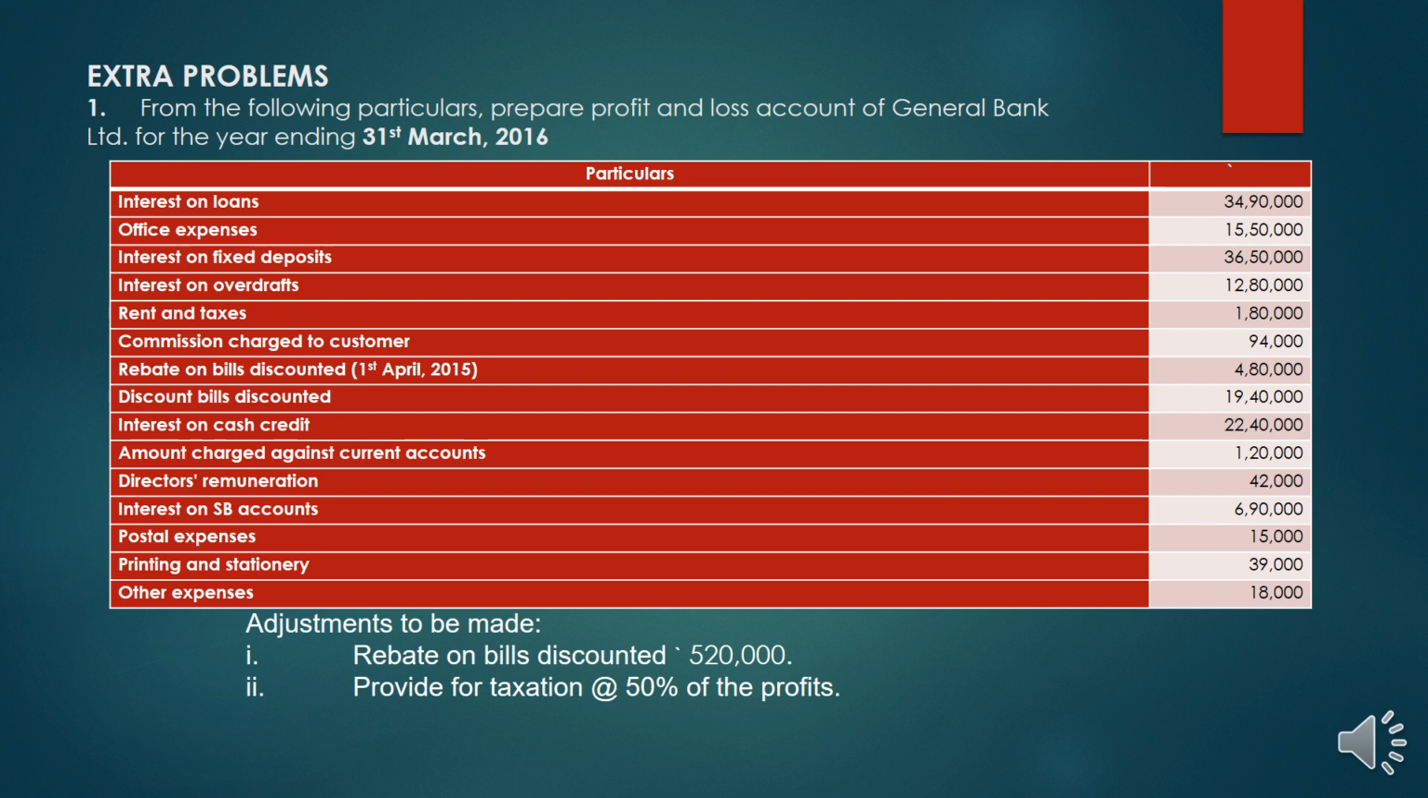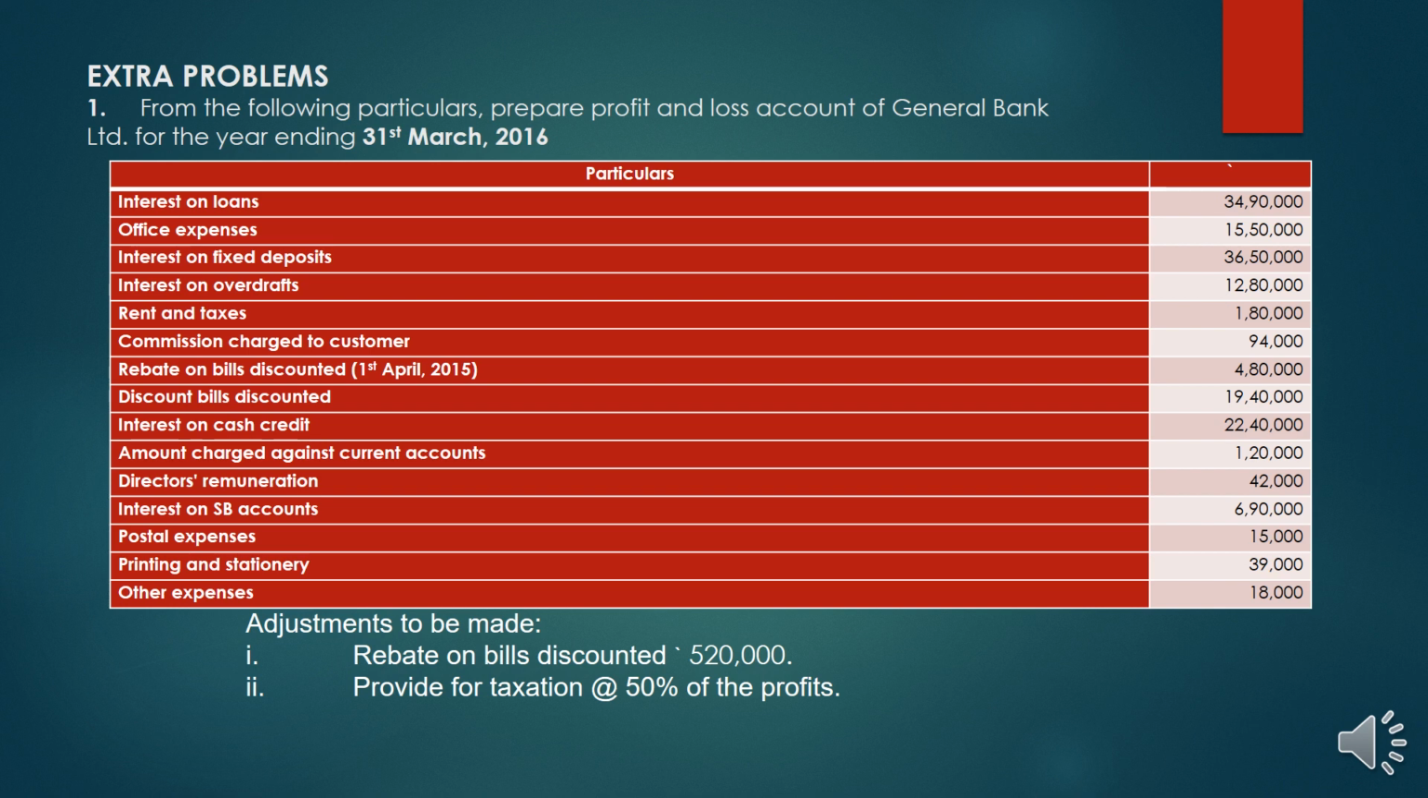We have two adjustments. Rebate on bills discounted 5,20,000. Where it will come under other liabilities and provisions, and one more adjustment should be deducted from interest and discount. So this is the current year rebate on bills discounted. Current year rebate on bills discounted must be deducted from interest and discount, and last year rebate on bills discounted, which is given in the trial balance, must be added.